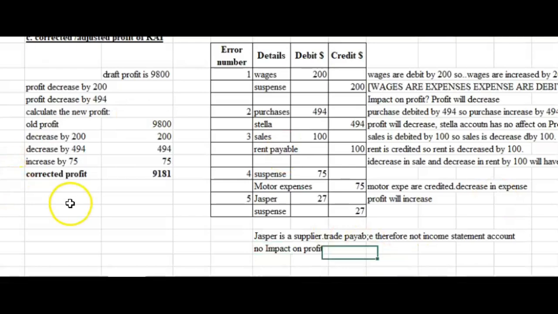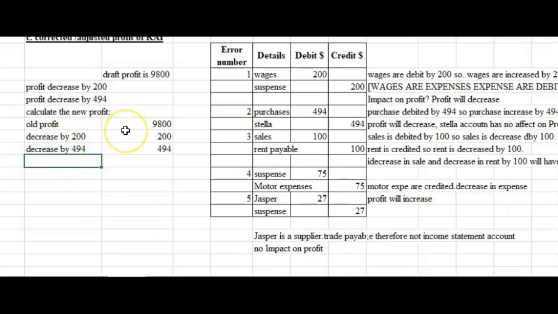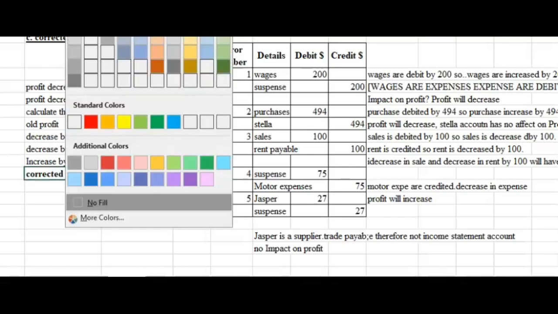Once the impact of all the errors on profit has been determined, we calculate the corrected profit. We begin with the draft profit of $9,800. From this, we deduct all the decreases in profit and add any increases in profit. In this case, we deduct $200 and $494, and then add $75. Therefore, the corrected profit is $9,181. And that completes this past paper walkthrough.